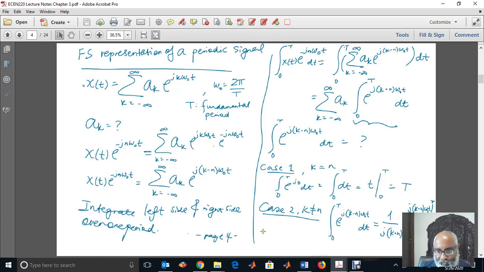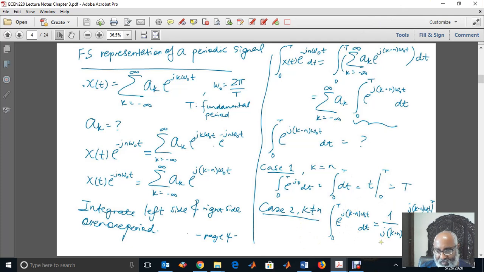Okay, so when k is different from n, what about it? The summation, when k is equal to n, from k equals minus infinity to infinity, gives a_n times capital T. That means when k is different from n, what is the integration of this? The integration of this is by using the integration of the exponential function.